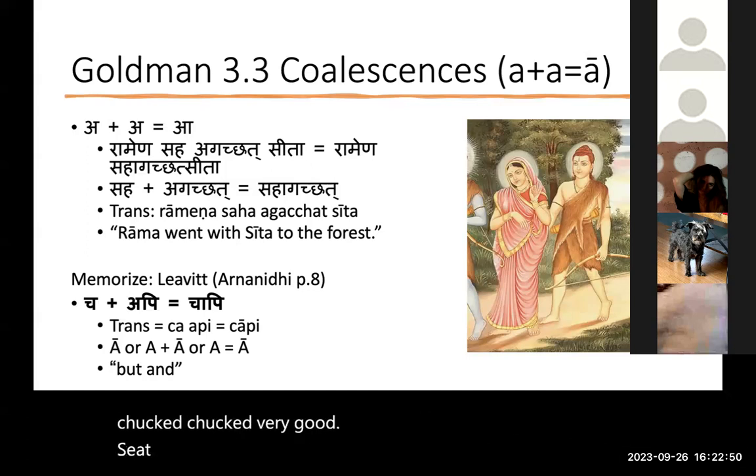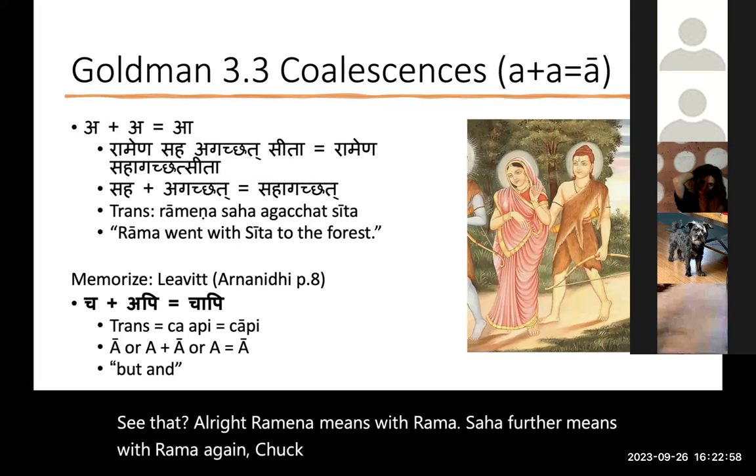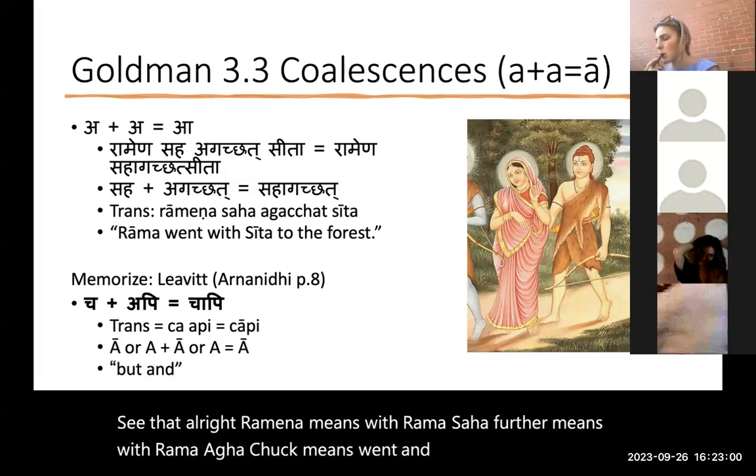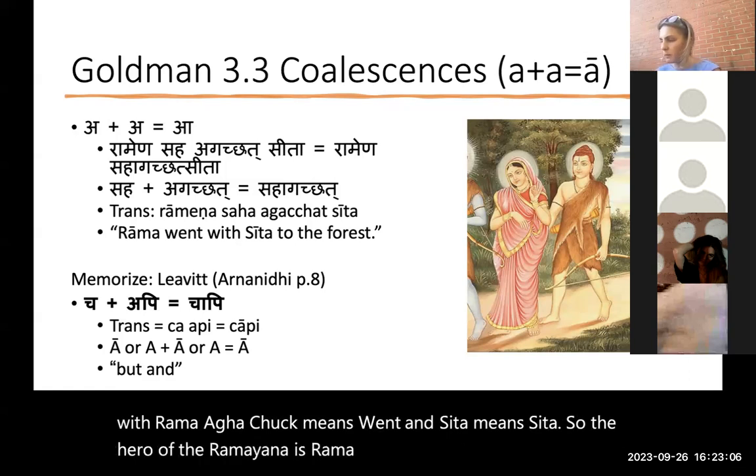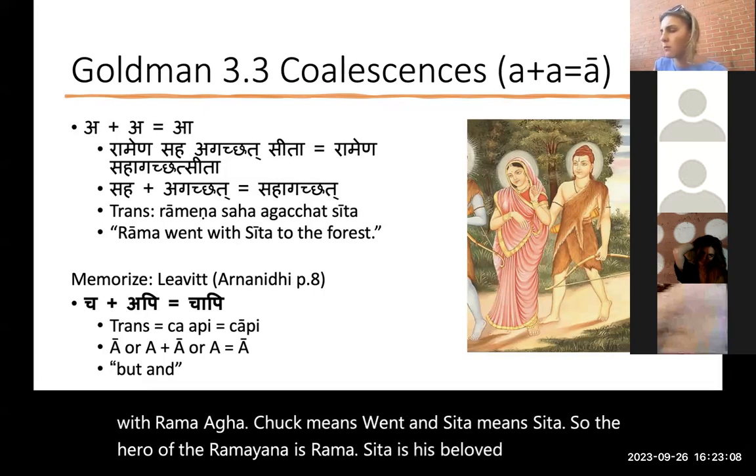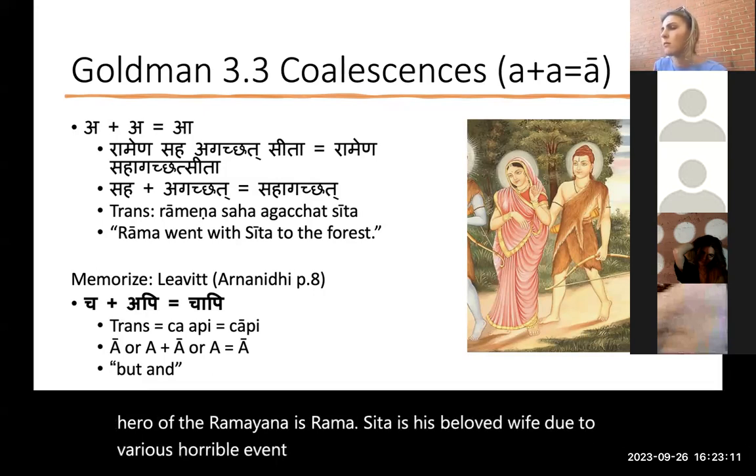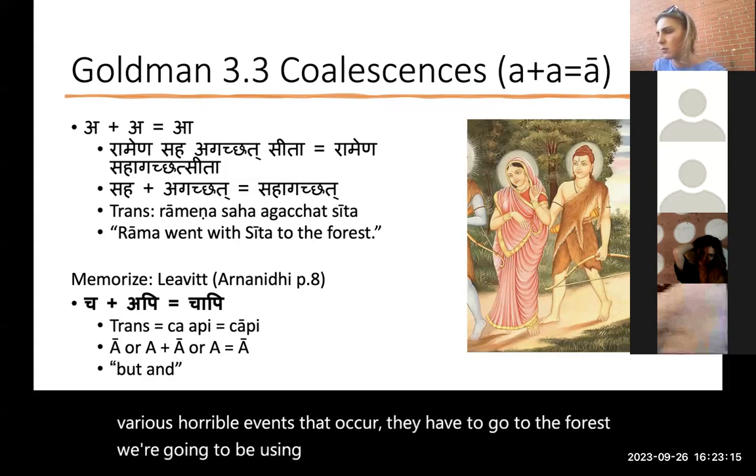Sita. All right. Ramena means with Rama. Saha further means with Rama. Agachat means went. And Sita means Sita. So the hero of the Ramayana is Rama. Sita is his beloved wife. Due to various horrible events that occur, they have to go to the forest. We're going to be using the Ramayana a lot in Goldman.